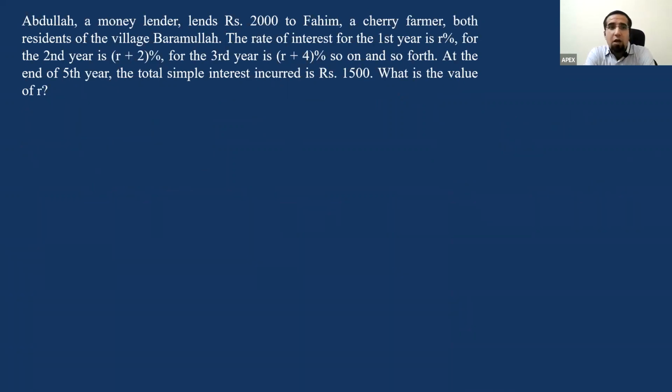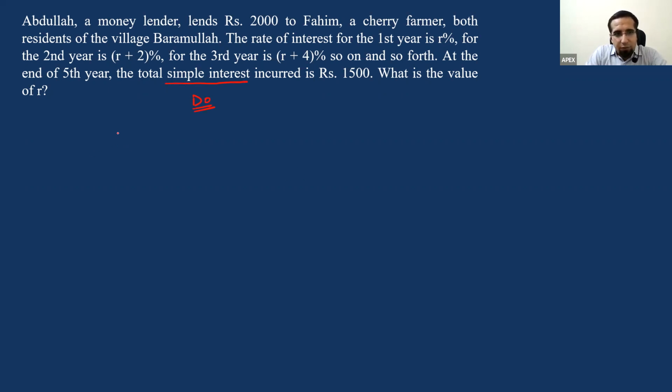First thought process. Abdullah, a money lender, lends rupees 2000, hinting me towards simple interest, to Fahim, a cherry farmer, both residents of a village. The rate of interest for the first year is R, and so on. At the end of the 5th year, if the total simple interest... I will definitely do this question.